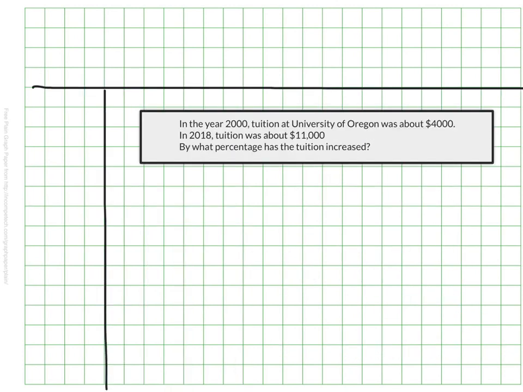Here's another example. Almost 20 years ago, in the year 2000, tuition at U of O was about $4,000 for in-state residents. And most recently, in 2018, tuition was about $11,000. That's a big increase. But the question is, by what percentage has the tuition increased?